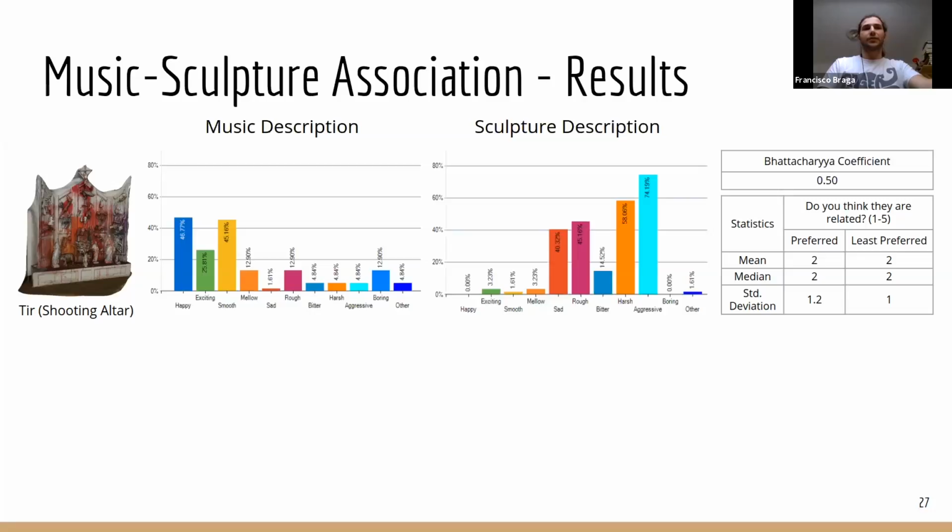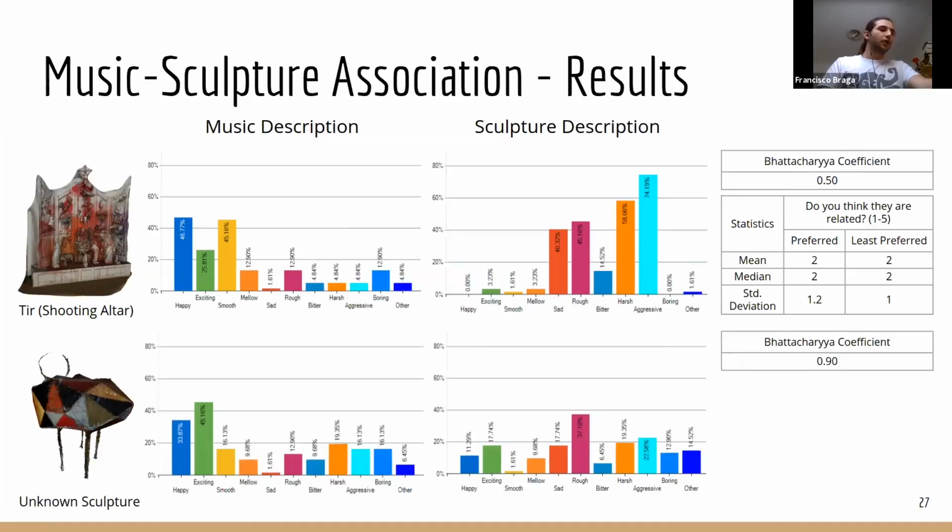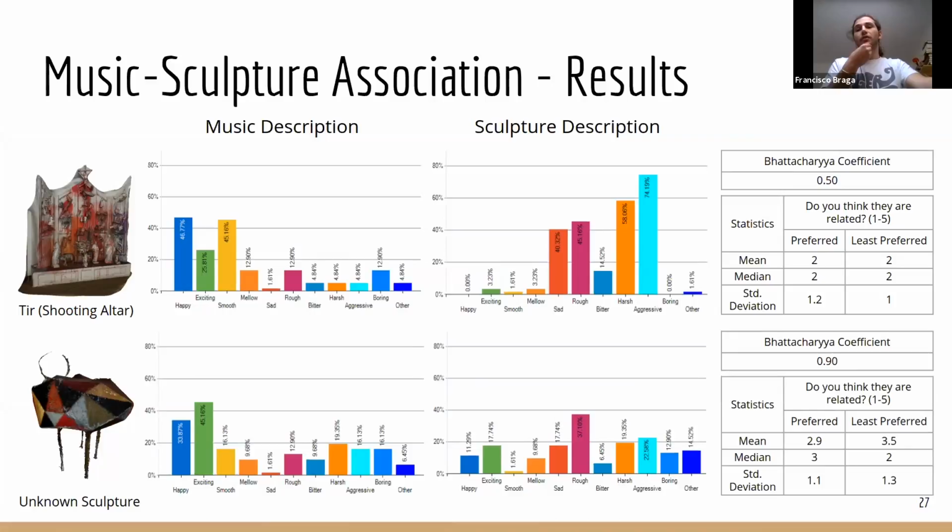In this case, we were not expecting it, but what we verified is that the participants' description of the sculpture varies very drastically. So some described it as happy, some as sad, exciting and boring. So there is not a descriptor that better matches. So although we obtained a Bhattacharyya coefficient of 0.9, in the do you think they are related question, we obtained a median of 3 for the preferred interpretation and 2 for the least preferred.